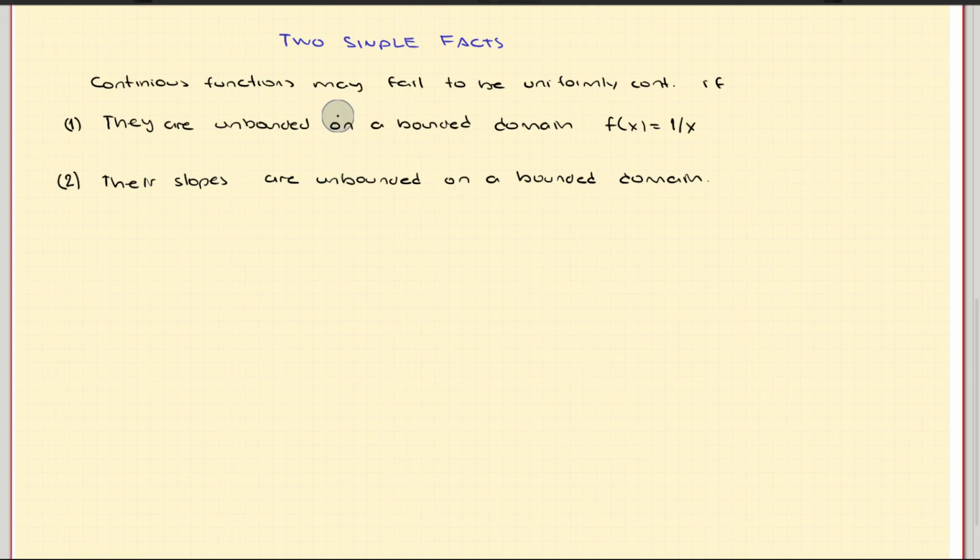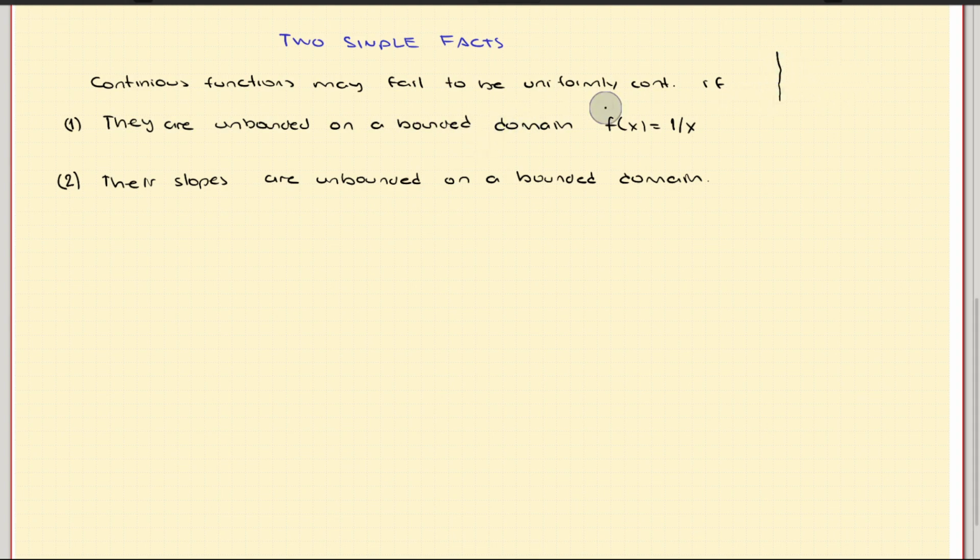And now we will present two simple facts with which we can easily detect that a function is not uniformly continuous, even though it is continuous. The first statement is that if a function is unbounded on a bounded domain, then we can say that this function is not uniformly continuous.